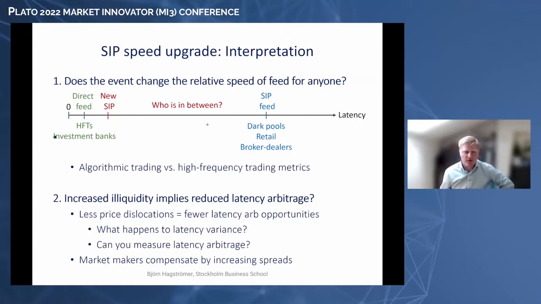It would be great if you could try to measure latency arbitrage. We can talk afterwards about ways to do that. I'm also interested in the variance of the SIP latency. We saw a level shift, but traders also care about the variability in that measure, I think. So if they lose their latency arbitrage business, they will compensate for that by increasing their spread. So maybe that is what's going on.